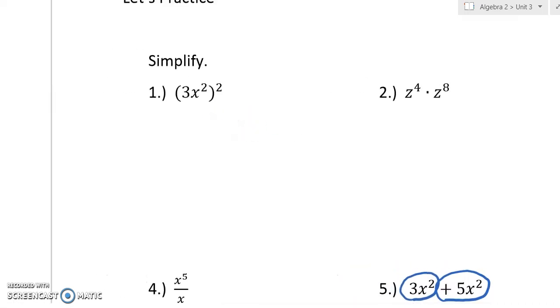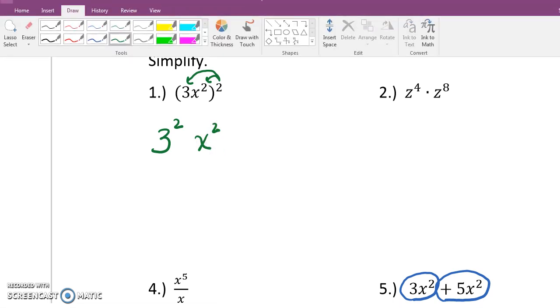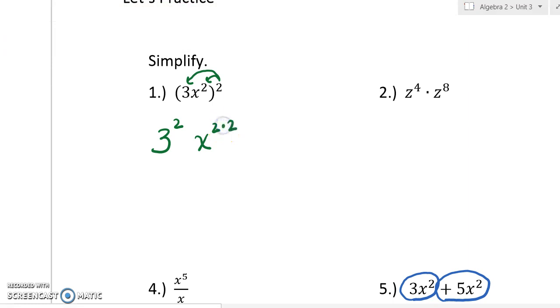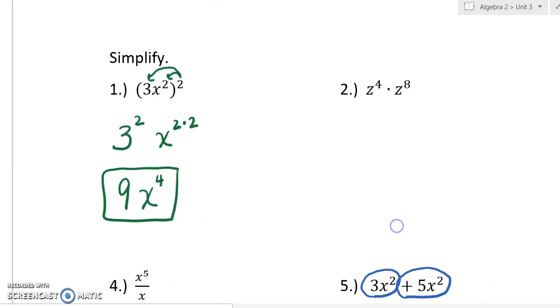According to the rules of exponents, when we have an exponent on the outside, we can go ahead and distribute it to the 3 as well as the x squared. So it's going to be 3 to the second power, and then it's x squared times 2 as well. So really, 3 squared is 9, 3 times 3. And x to the 2 times 2 is to the 4th power. So that is our simplification.